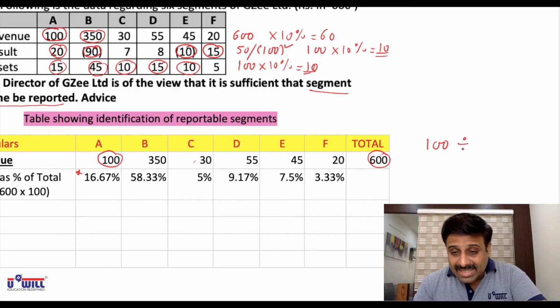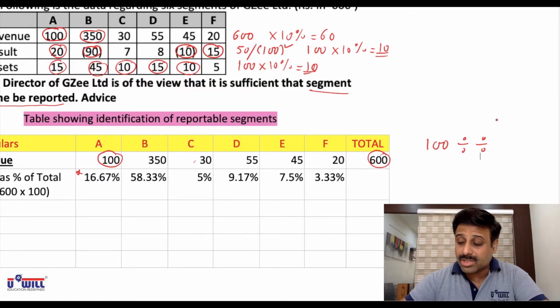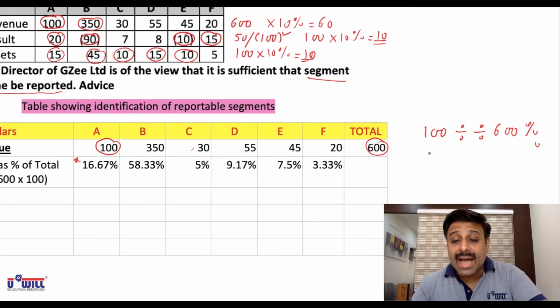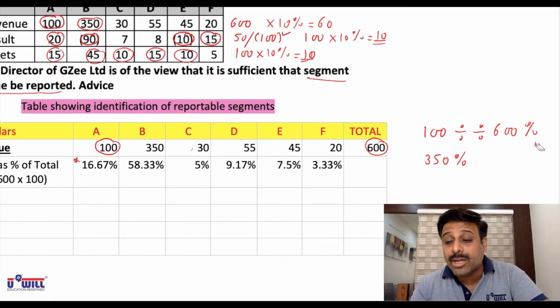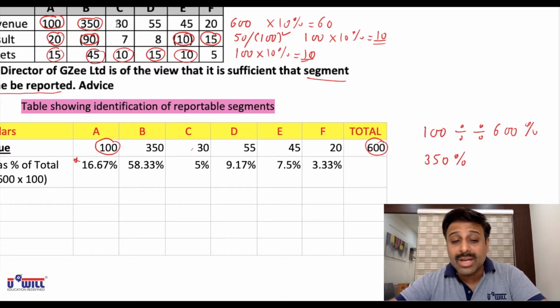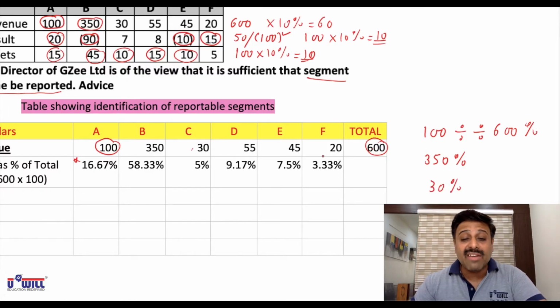100, press divide 2 times. Do it everyone. 100 divide 2 times and then press 600 and press percentage. Do it as I'm saying. Do you get 16.67? Now directly press 350 and percentage. Don't press any other key in between. Directly press 350 and percentage. Do you get 58.33 or not? Directly press 30 and percentage. Do you get 5 or not?